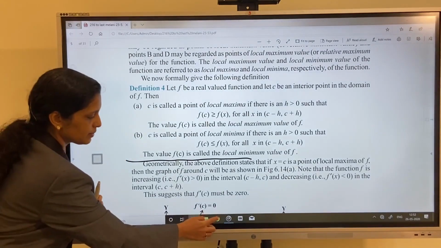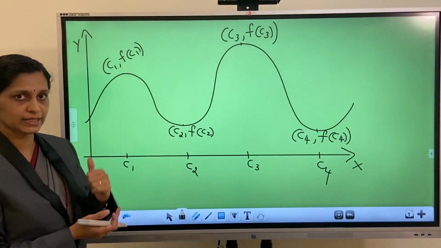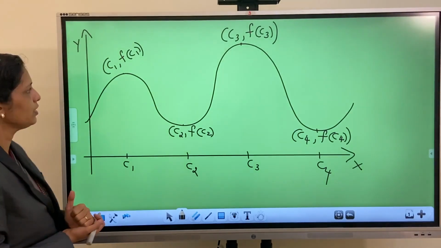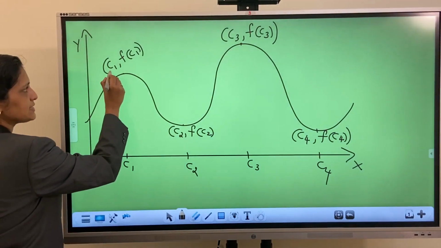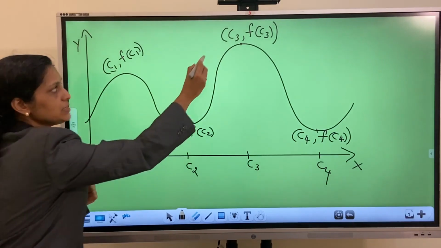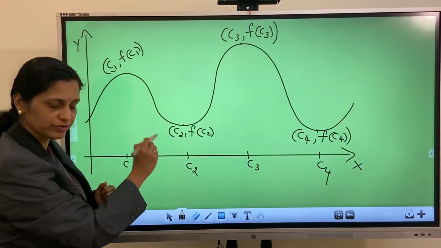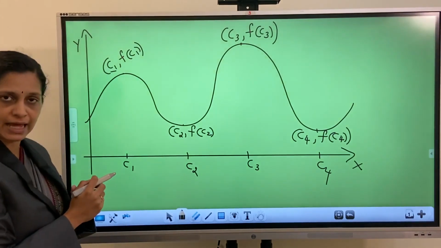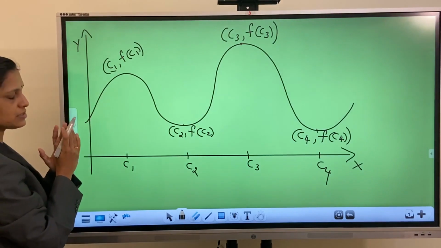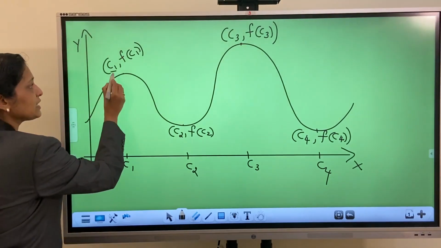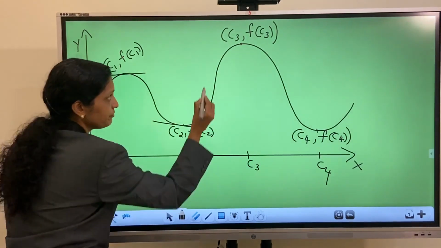We are going to find local maxima and local minima without the help of a graph. Look, we can easily identify that C1 is a point of local maxima, C3 is a point of local maxima, C2 is a point of local minima, and C4 is another point of local minima. The general characteristics of these points are that they are critical points of the function.